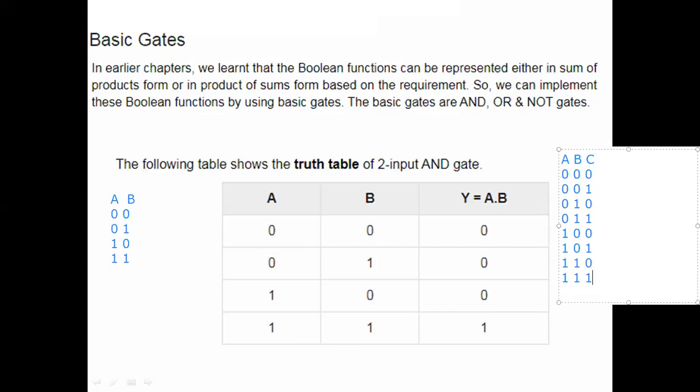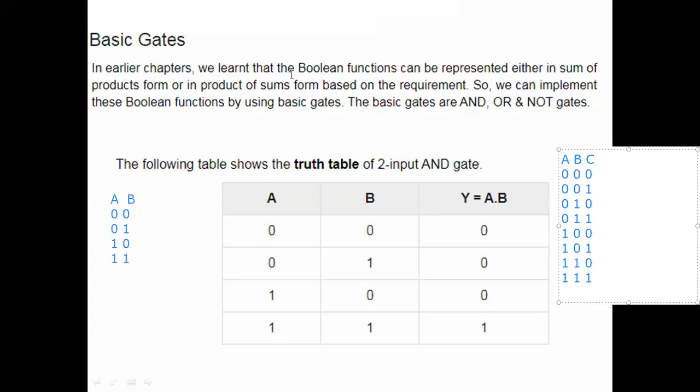If you have 2 inputs, then we get 2 squared, that is 4 combinations. If the logic gate has 3 inputs, then 2 power 3 means 8 combinations. Suppose 4 inputs: 2 power 4, totally 16 combinations.